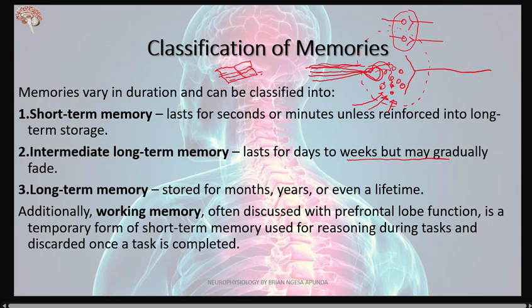Additionally, just remember, as we classify memory based on time, the working memory can be a part of the short memory, where you are able to remember something as you are just acting upon it. The moment you stop acting upon it, you just forget immediately. Additionally, working memory, often discussed in the prefrontal lobe, is a temporary form of short-term memory used for reasoning during a task and discarded once the task is completed. Remember, reasoning is just a comparison of facts or a comparison of memories.